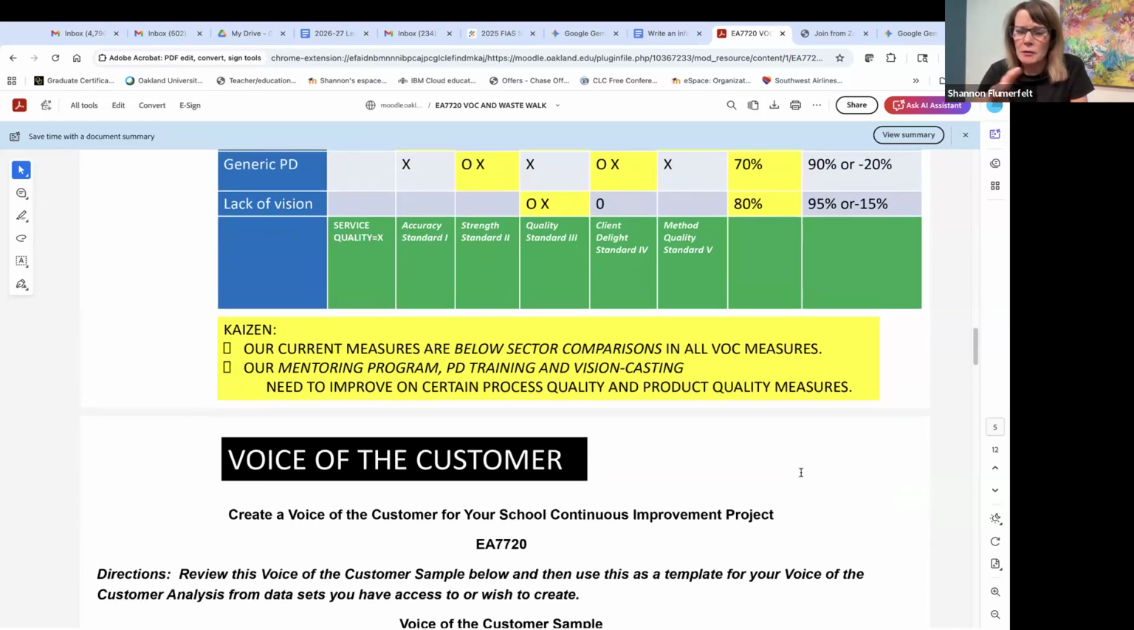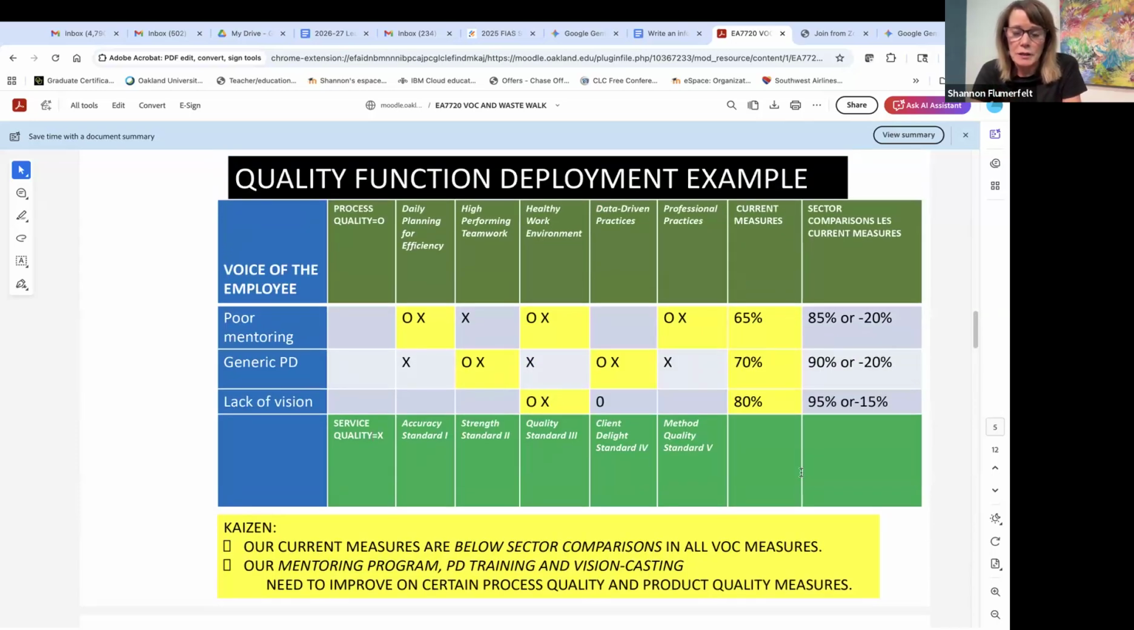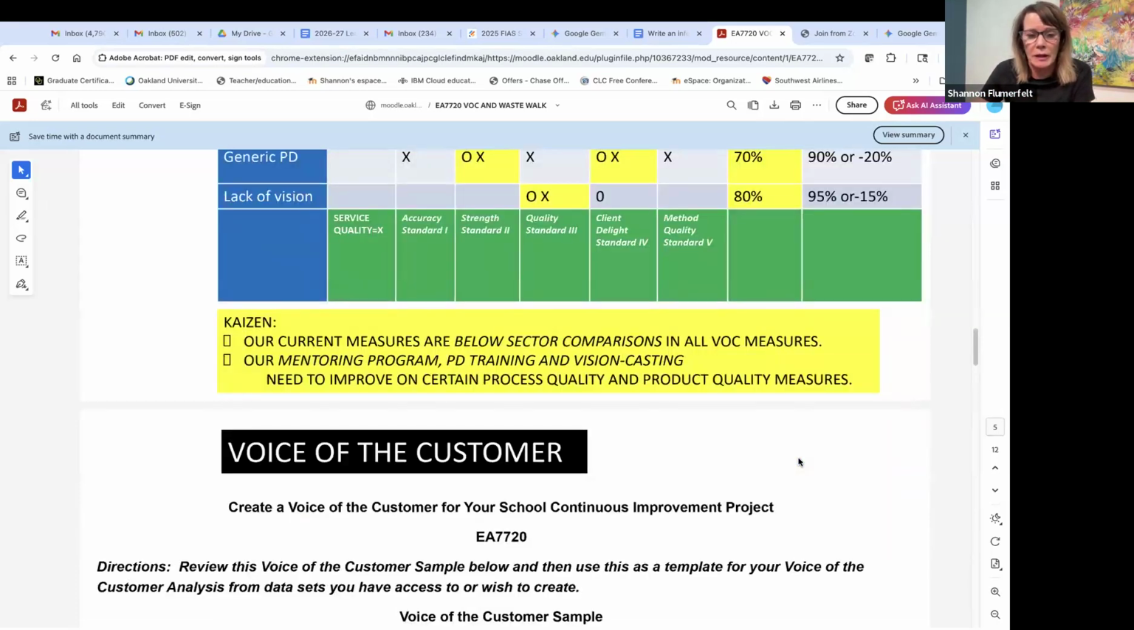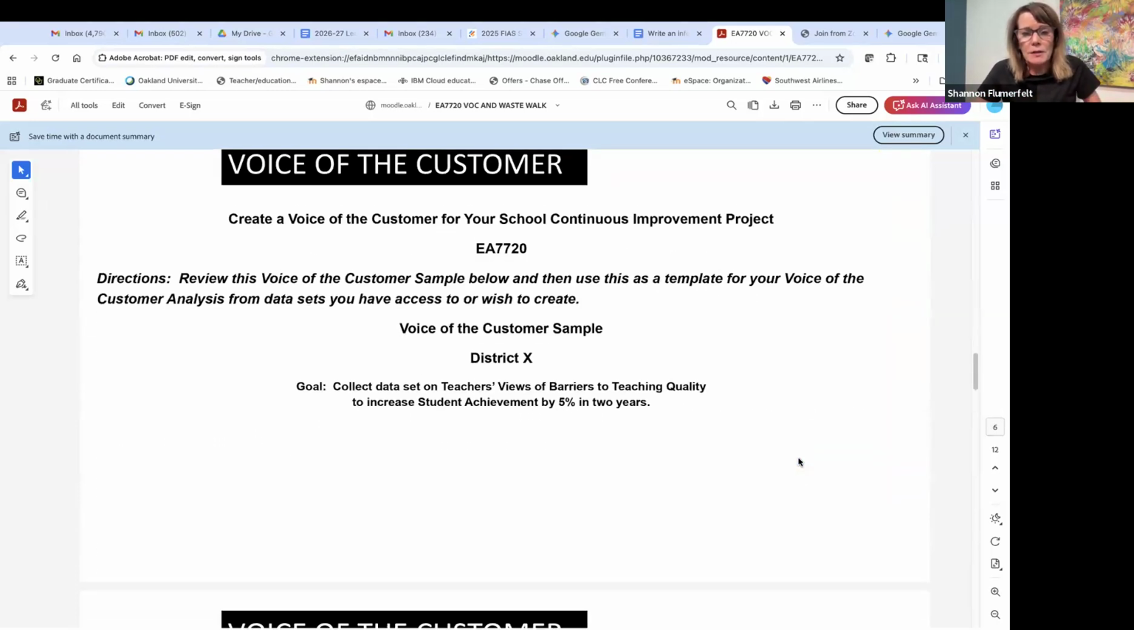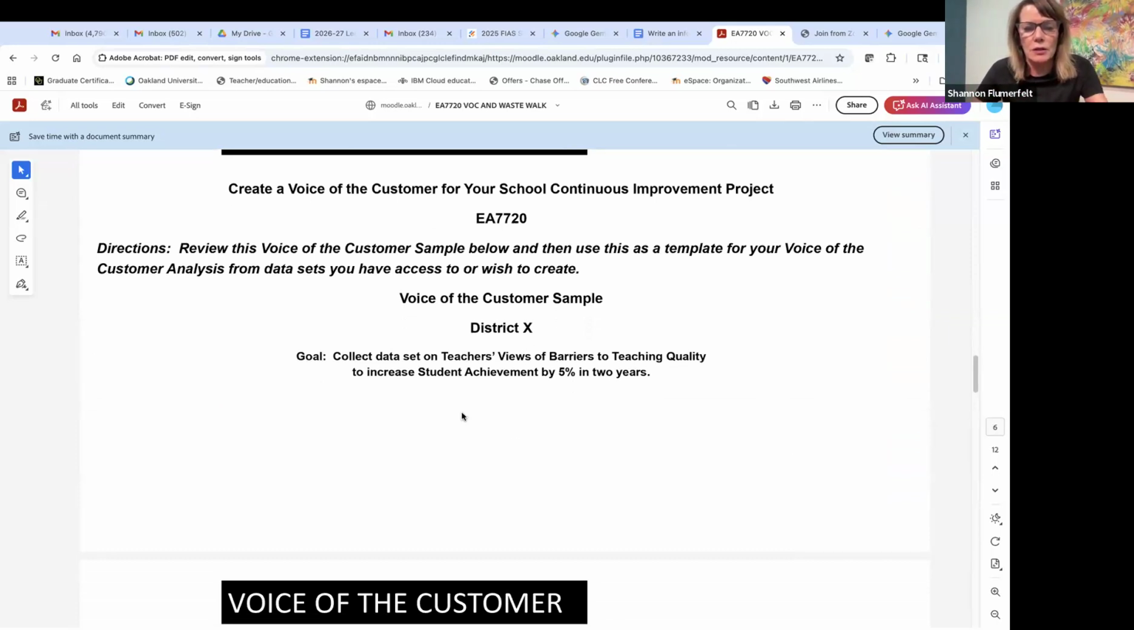You guys have your areas picked out, and I know you're drilling down into your problem statement. So you might be able to use your customer credo. And if you have any data at all like this, you can take it further and do this quality function deployment. Here's an example for you to work with. What we're trying to do is collect data sets on teacher views of barriers to teaching quality, and we're trying to increase student achievement by 5% in 2 years.